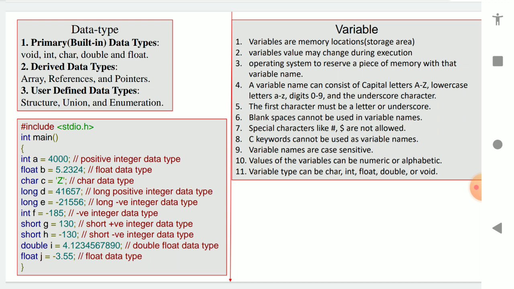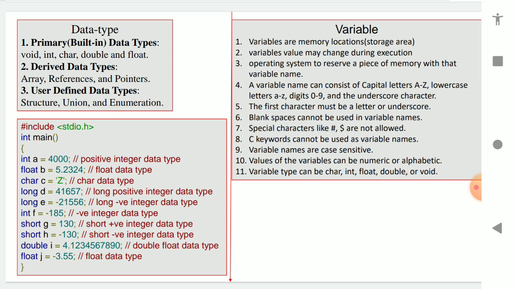int f is equal to minus 185; negative integer data type. short g is equal to 130; short positive data type. And double i is equal to 4.12; double float data types, and close the curly bracket.